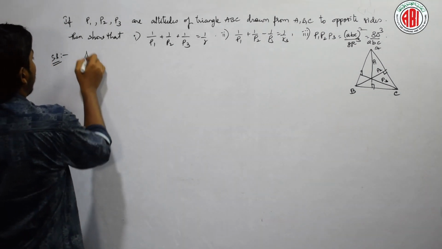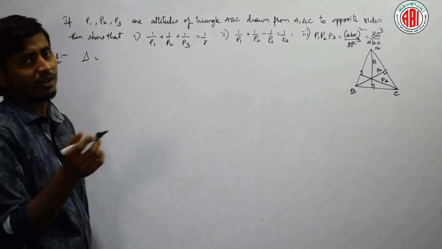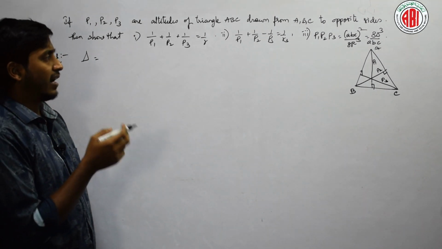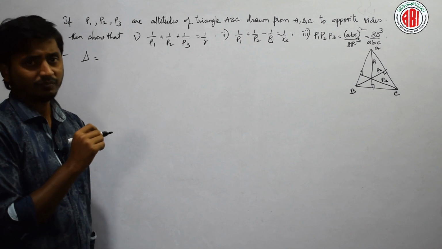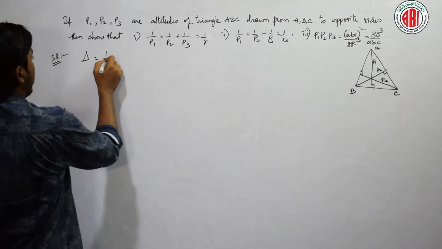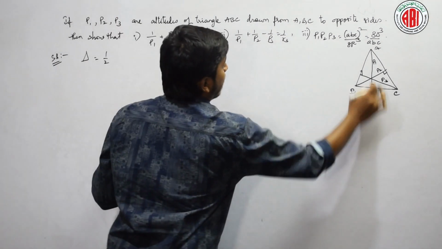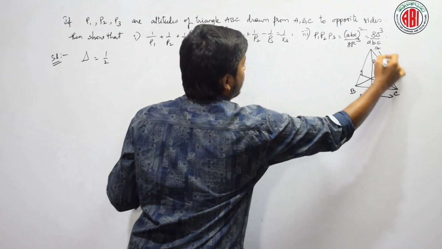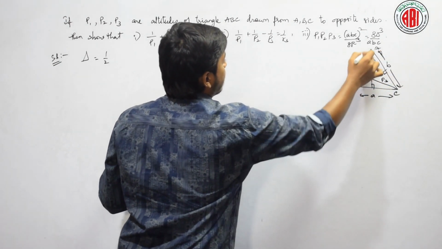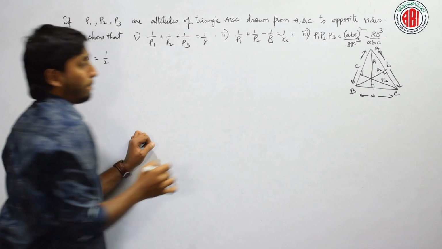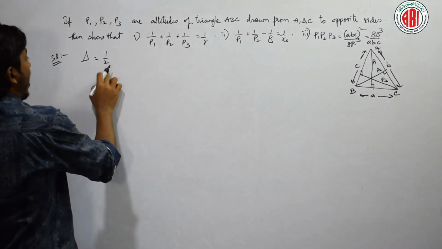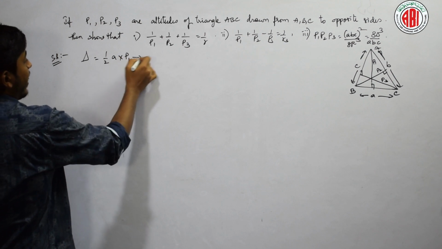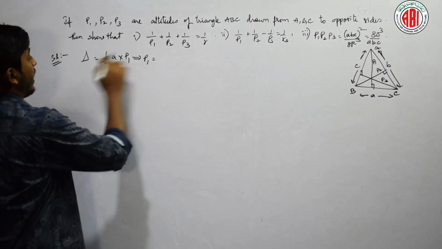What is the formula of area? Half into base into height, or else the formula which we have here is half BC sin theta. It would be better to write it as half AB. What is the base here? A's opposite side is A, B's opposite side is B, and angle C's opposite side is small c. That is half into base A into P1. From this, can I write P1 as 2 delta by A?